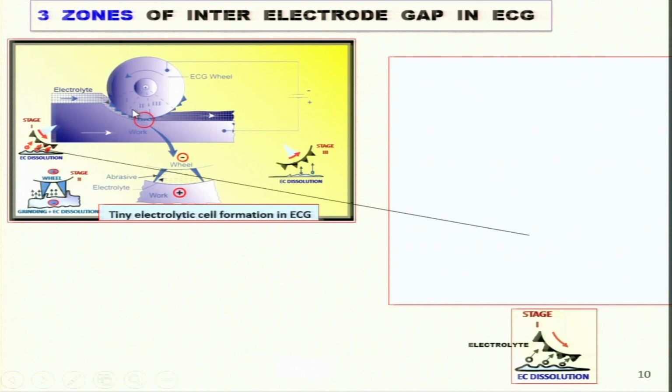This is zone 2, that is zone 2 here, and in large view is here. Abrasive particles are in contact with the workpiece, and between the abrasive particles an electrochemical cell is formed and material is being removed due to electrochemical dissolution also. And in zone 3, as you can see here, between the grinding wheel and workpiece the gap is continuously increasing, and material removal is due to electrochemical dissolution only. A tiny electrolytic cell is formed.